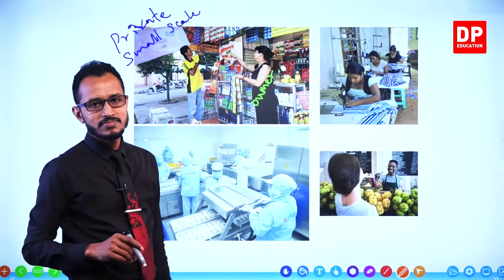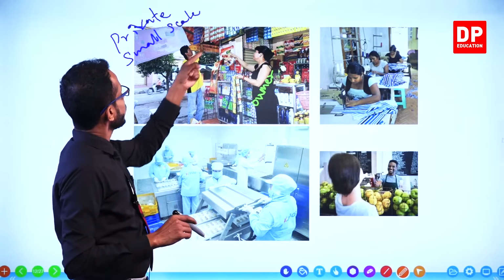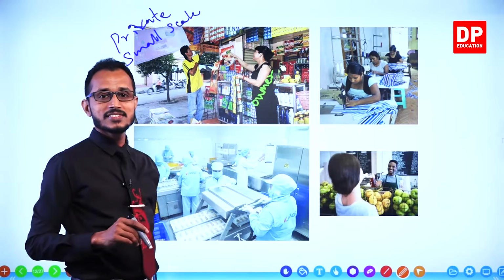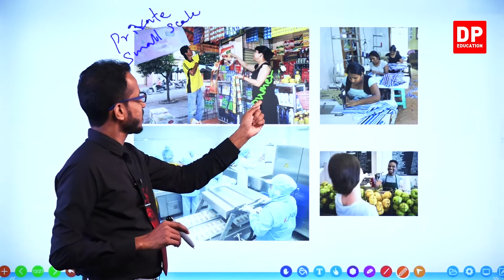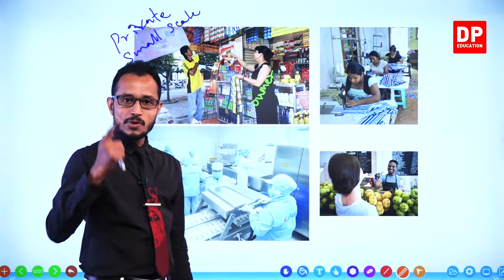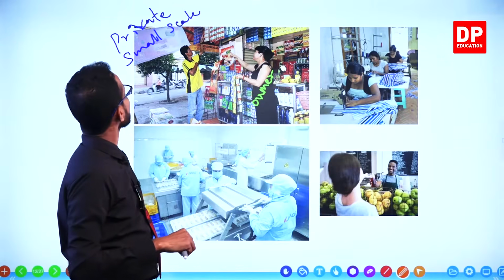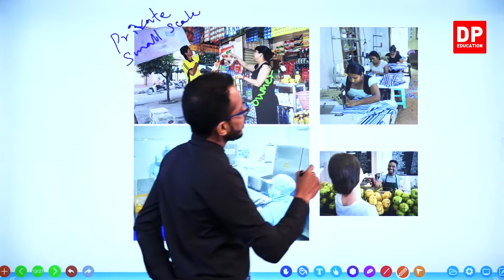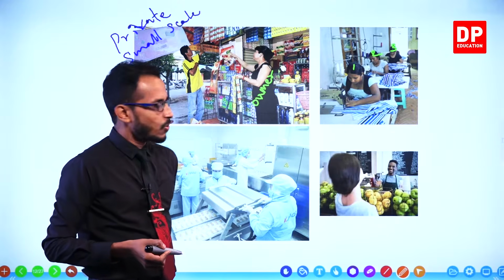He's working. He's arranging the shampoo sachet packets. He's the employee and this is the owner. So one employee means clearly it's a small scale business. Right? Here we have 1, 2, 3 employees. Again, small scale business.